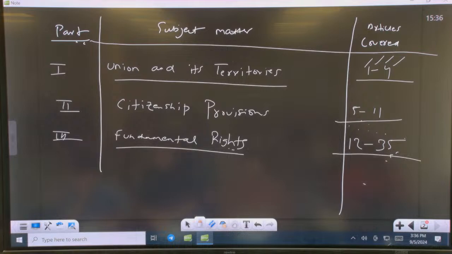Where have you come from? From which state? From Nagaland. You came from Nagaland to Delhi. Did anyone stop you? No. If you decide to go to Bangalore the next week, can anyone stop you? No. This is freedom of movement. All right. I can go anywhere in my country.